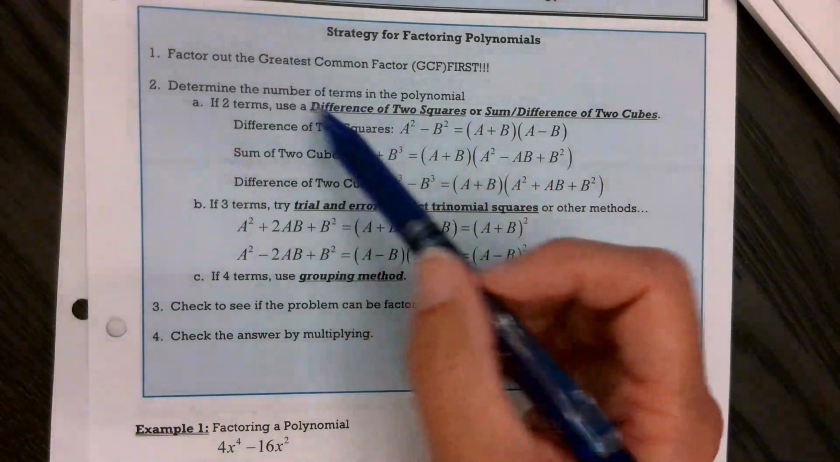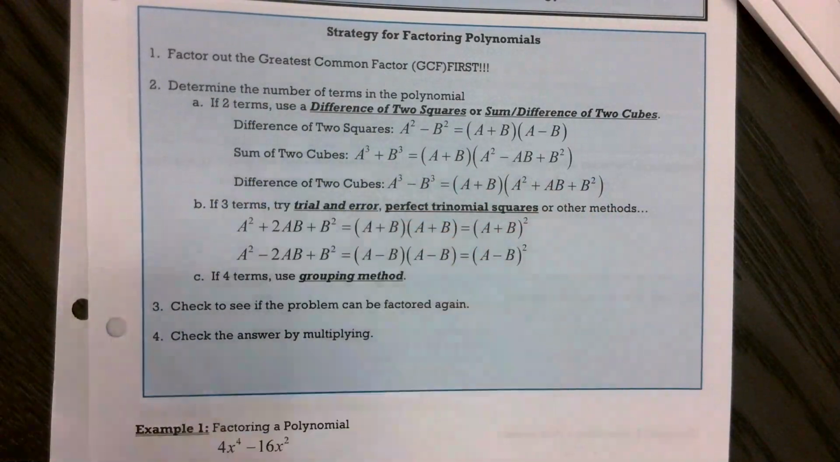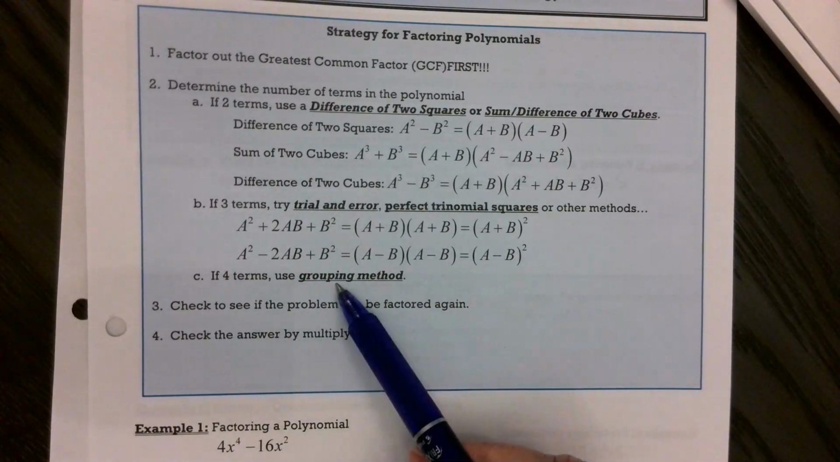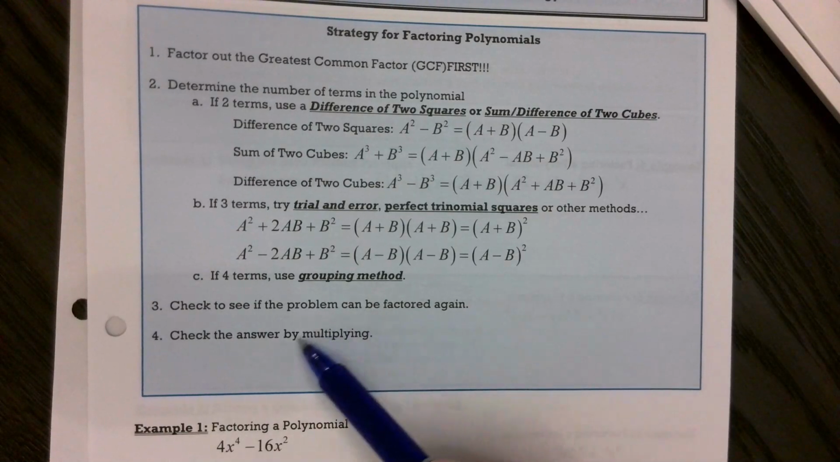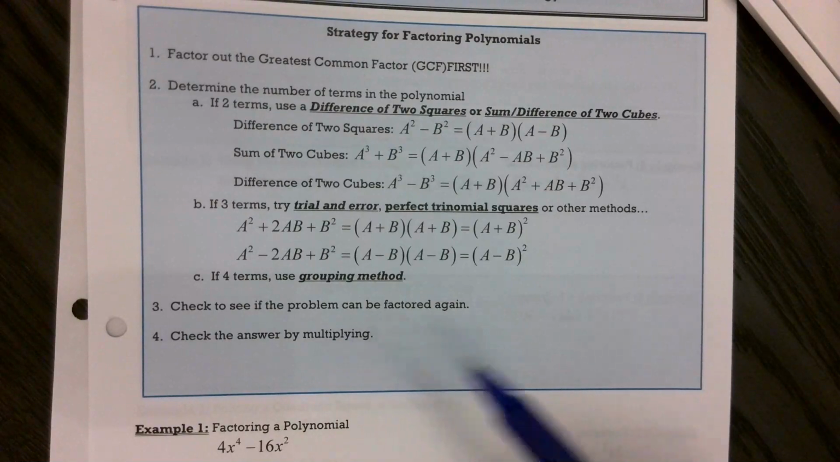So basically, on number 2, you decide whether it's a special type. If not, then you just factor it. If it's got 4 terms, you do it by grouping. And then check to see if the problem can be factored again. Always double check. You can always check your answer by multiplying.